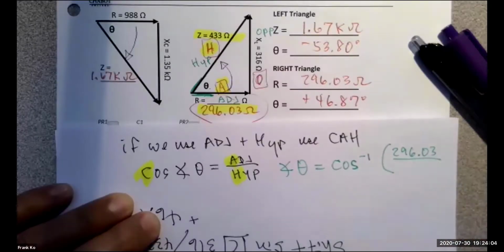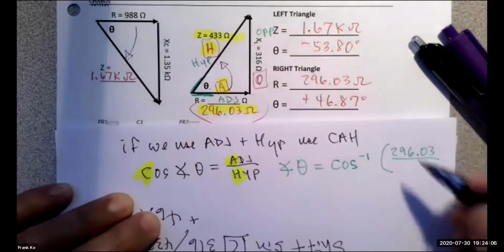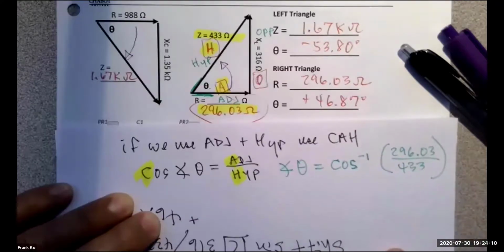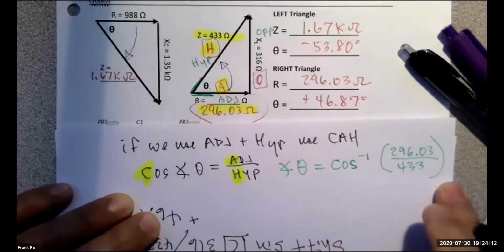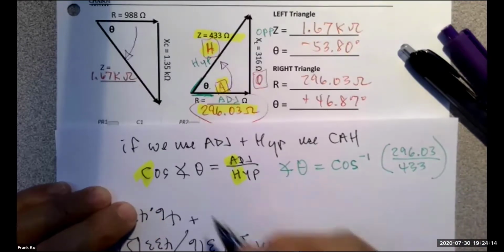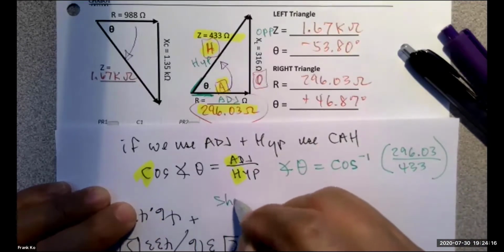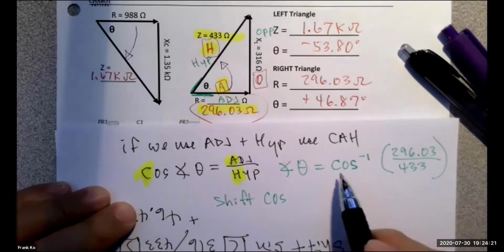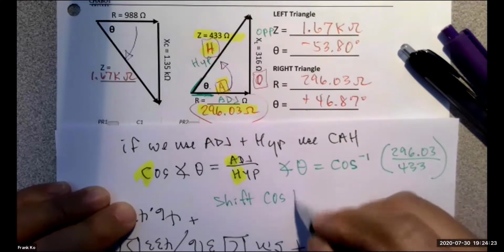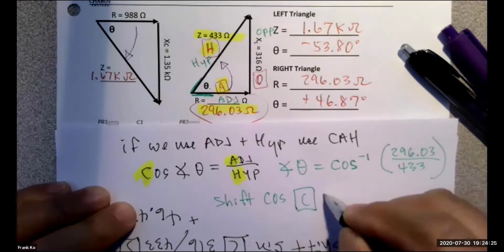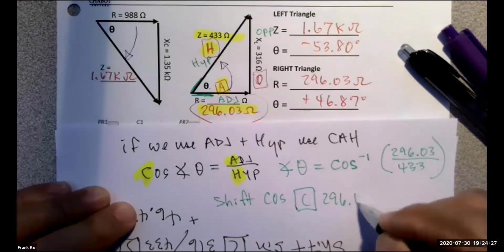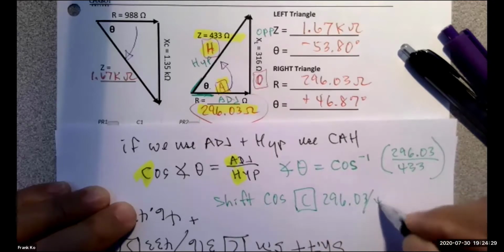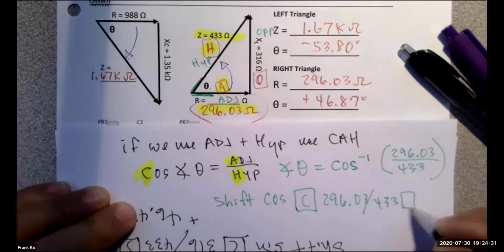296.03. And what is the value of my hypotenuse? 433. Close. Now, to key this into the calculator, same idea. You do a shift cosine, right? It's not shift tan anymore. It's shift cosine, open parentheses, 296.03 divide by 433, close parentheses, and equals.